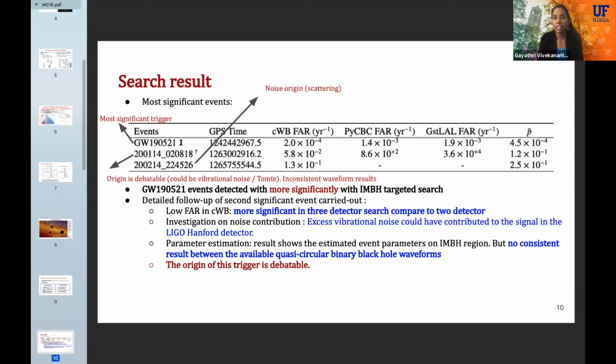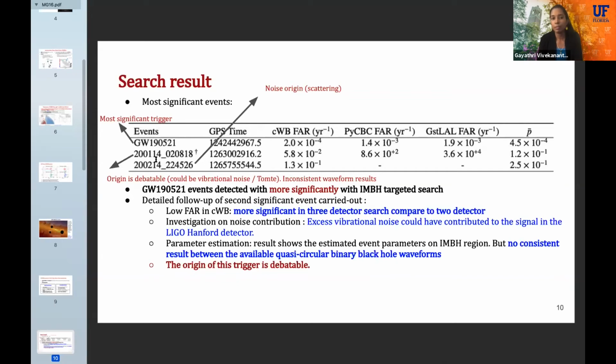The second source was detected on January 14th by one of the unmodeled searches, CWB. The third one is from February 14th, and this is noise. We did a follow-up of this event, and it is of noise origin. So in order to understand the other two events, we did a detailed follow-up of them.